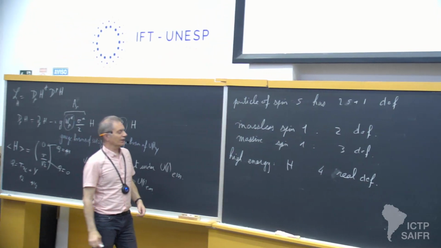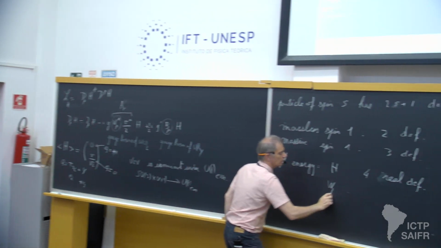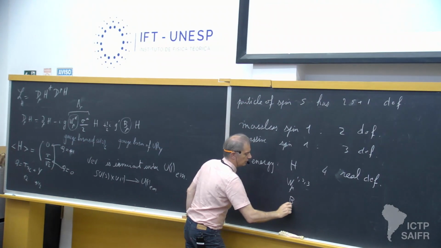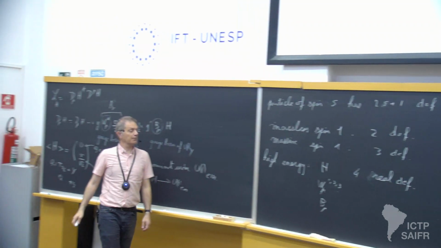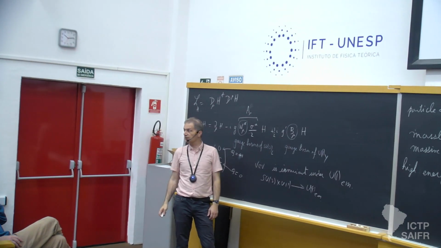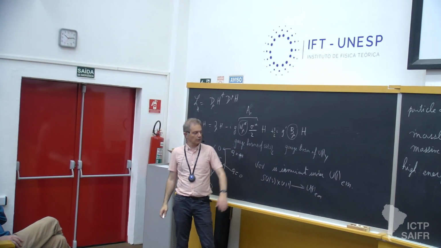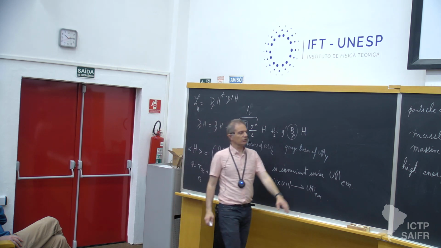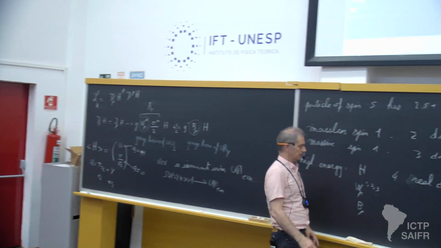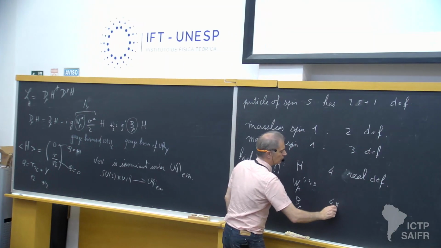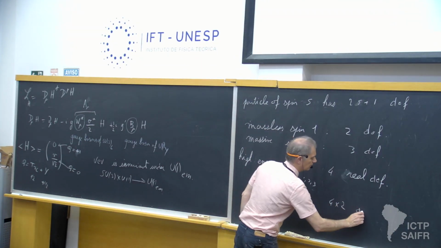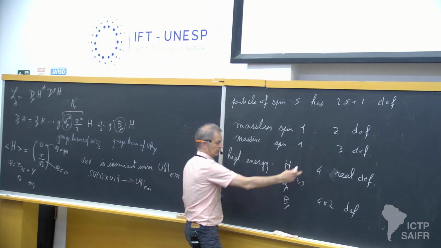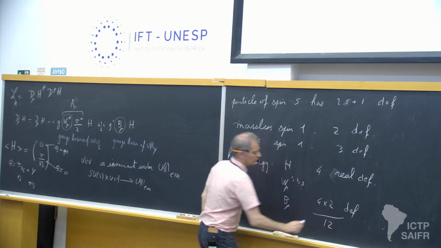And then what else do I have? I have the W1, 2, 3, and I have B mu, right? And those fields are massless spin 1 particles. So you have 4 massless gauge bosons that correspond to 2 degrees of freedom each. So it's 4 times 2 degrees of freedom. So at the end of the day, you have what? 12 degrees of freedom.